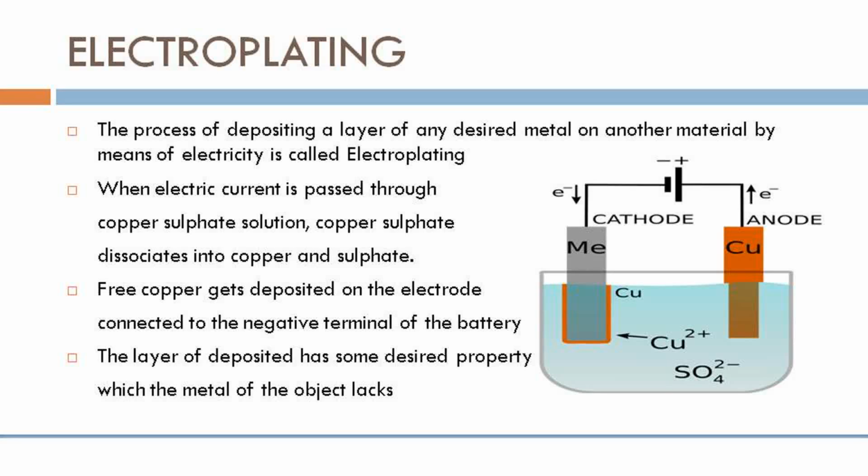We have just now studied displacement reaction, where a metal displaces another metal from its compound in aqueous solution. Related to this phenomenon is electroplating. It is the process of depositing a layer of any desired metal on another material by means of electricity. When electric current is passed through copper sulfate solution, for example, copper sulfate dissociates into copper and sulfate. Free copper gets deposited on the electrode that is connected to the negative terminal of the battery. The layer of deposited material has some desired property which the metal of the object lacks.